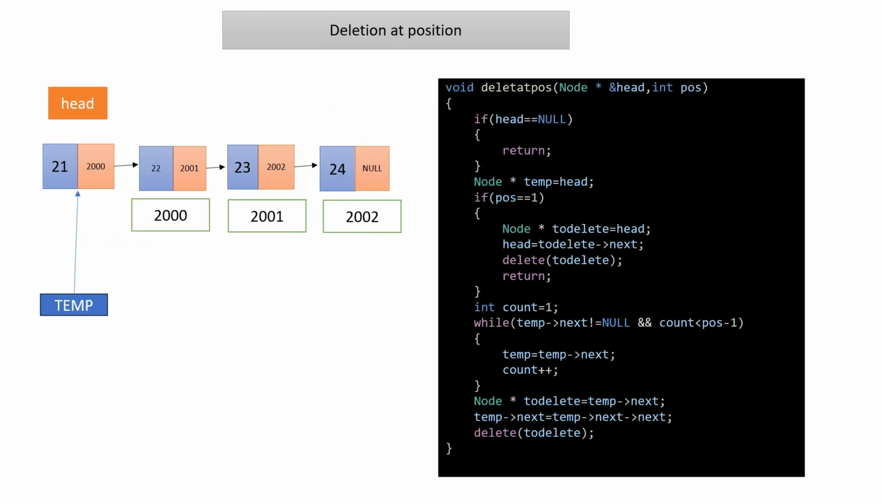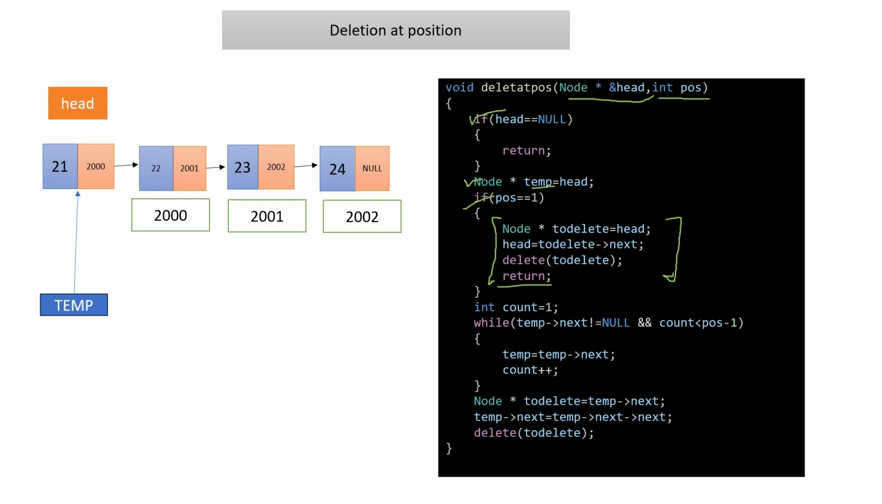So let's move forward to the deletion at position. We give a particular position which we need to delete from the linked list. So I take the whole head, and there is a pos which is the position given by the user. And first we check if our head is equal to null, then it returns. And we create a temporary node which points to our head initially, and if our position is 1, then we call the delete at head function, or we do the same thing which we did in the delete at head function, and at last we return if our position is equal to 1.